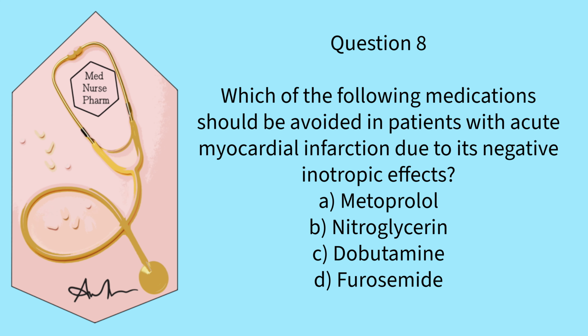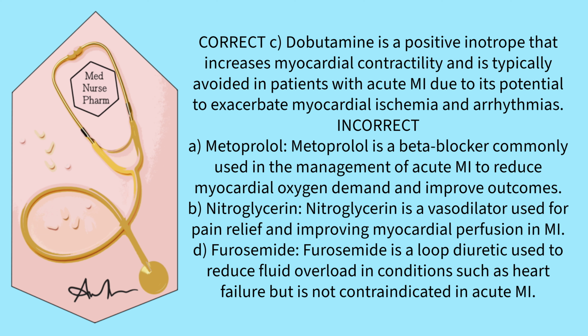Question 8. Which of the following medications should be avoided in patients with acute MI due to its negative inotropic effects? Metoprolol, nitroglycerin, dobutamine, furosemide. Pause the video and select your answer. The correct answer is C. Dobutamine is a positive inotrope that increases myocardial contractility and is typically avoided in patients with acute MI due to its potential to exacerbate myocardial ischemia and arrhythmias.